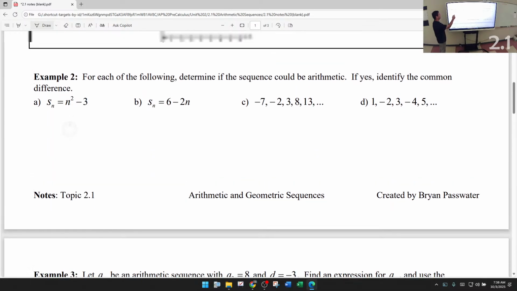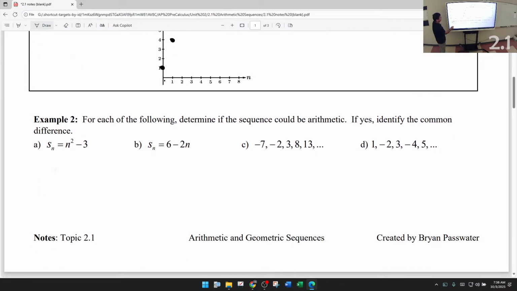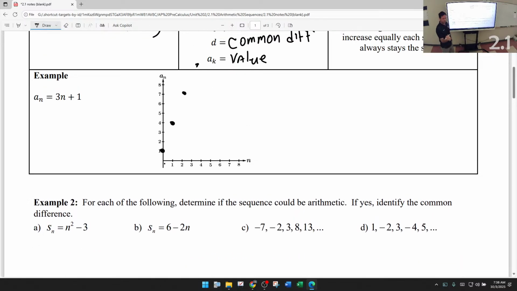Example number 2. Oh, they might want a table. Let's do that. Let's do n and a sub n, and then we'll just make up some numbers. So we'll do 0 and 3, 1 and 4, 2 and 7, and 3 and 10. You can see again there's a common... Where'd I mess up? Oh, this is supposed to be a 1. Gosh dang it. I knew I messed up because there's supposed to be a common difference: 3, 3, 3. If there's not a common difference, it's not arithmetic.